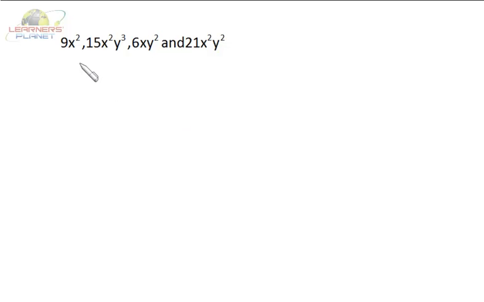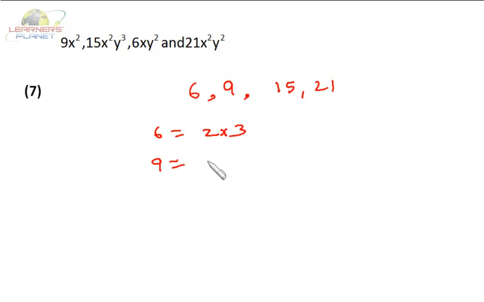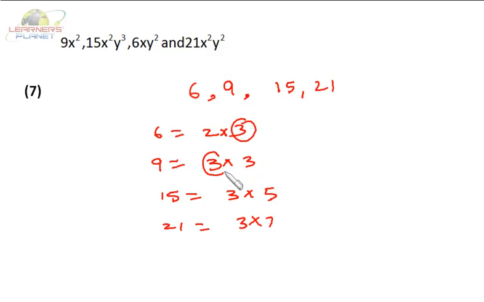Now let's find out the HCF of these 4 terms. In the very first step, we have to find out the HCF of numbers. So let me write in ascending order. It's 6, 9, 15 and 21. Now 6 is 2 into 3, 9 is 3 into 3, 15 is 3 into 5, and 21 is 3 into 7. So we have 3 common among all of them. So HCF of numbers will be 3.